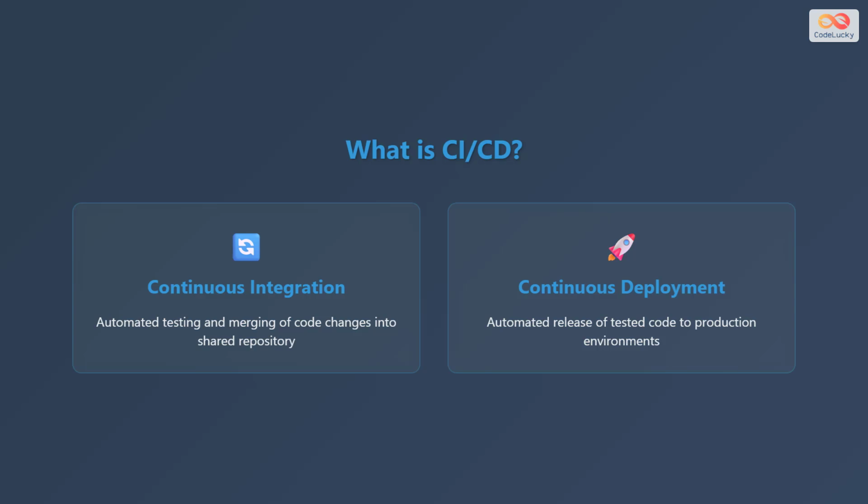Continuous deployment, which builds upon continuous integration, refers to the automated release of tested code to production environments. Once the code changes have been integrated and thoroughly tested, they are automatically deployed, thus speeding up the release process.